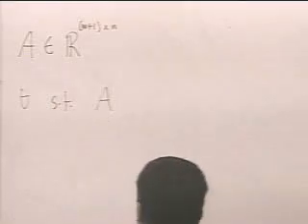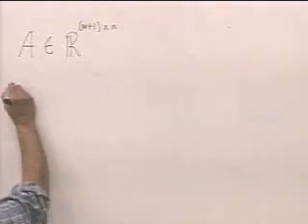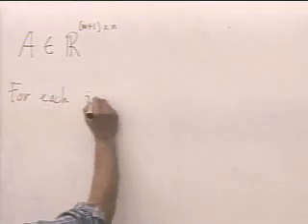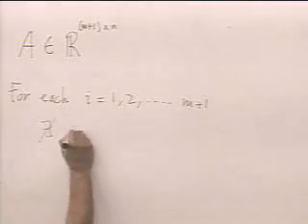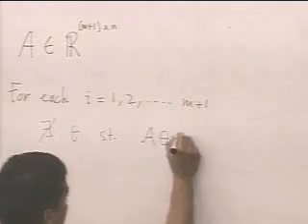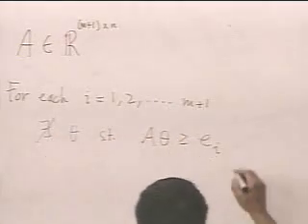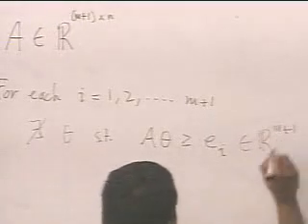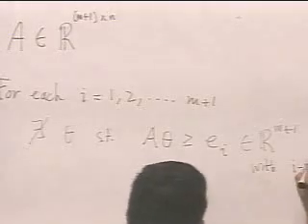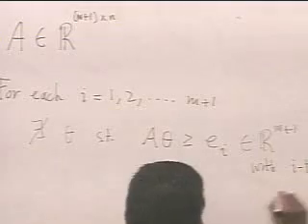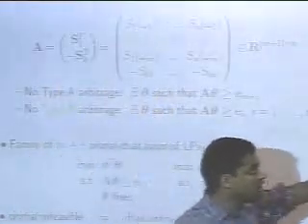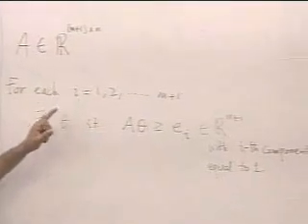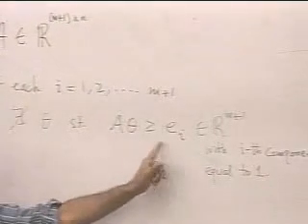or, to make it more exact, for each i, no matter which i I pick, taking values 1, 2, up through m plus 1, there does not exist a theta such that A times theta is greater than or equal to e_i. So e_i is a vector which lives in R^(m+1) with the ith component equal to 1 and everything else 0. No arbitrage means that no matter which index I pick, I cannot find a theta such that A times theta is greater than or equal to e_i.